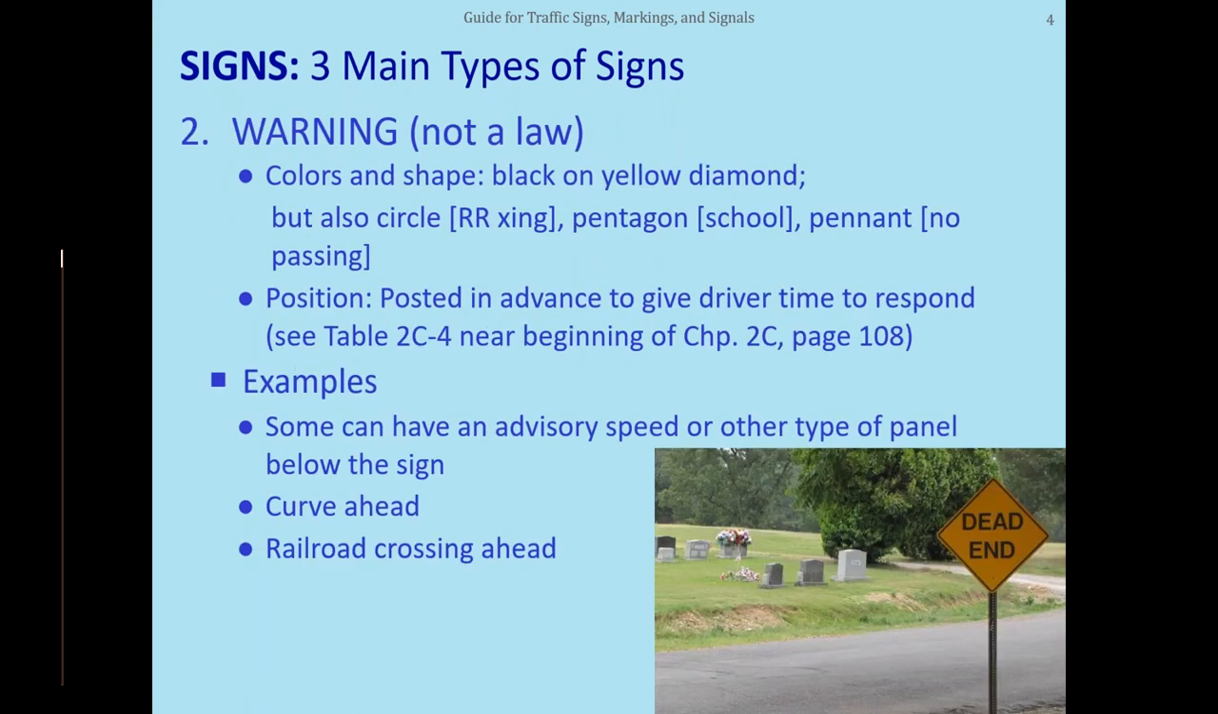The second category of signs, warning signs. These are not laws. Typically, they are black on yellow. Diamond is the most common shape, but there are other shapes too.